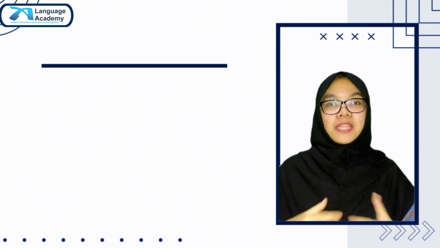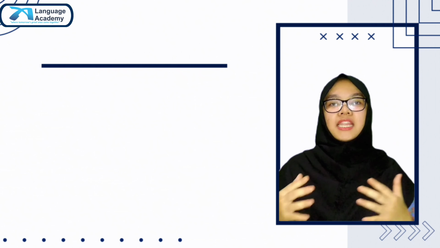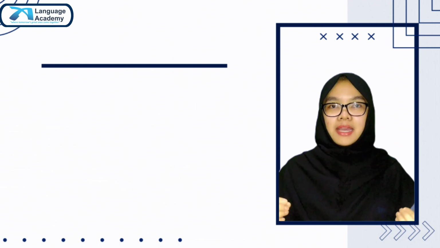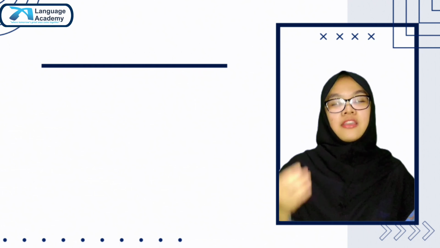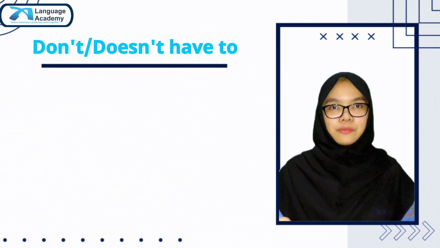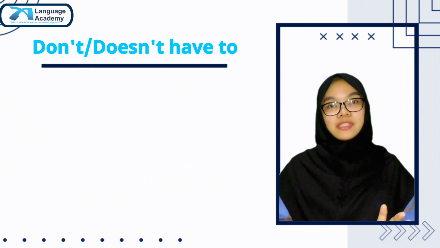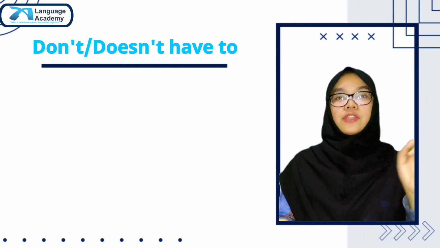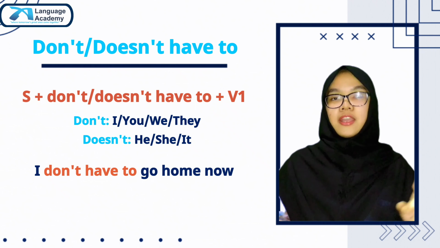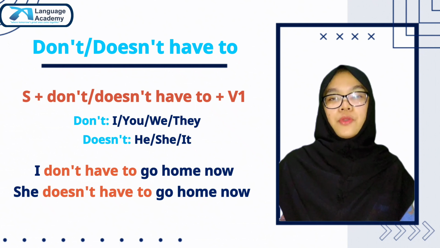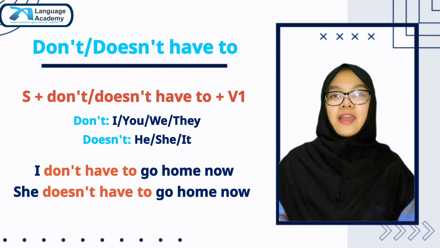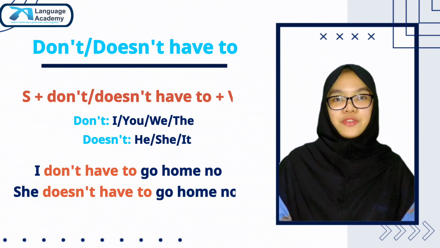Must not is a completely different thing. Jadi teman-teman, ketika teman-teman mau mengungkapkan ketidakharusan, teman-teman bukan pakai must not, but you have to use either don't have to or doesn't have to. Teman-teman bisa menggunakan don't have to atau doesn't have to. For example, I don't have to go home now, or she doesn't have to go home now, like that. So again, I don't have to go home now, or she doesn't have to go home now.